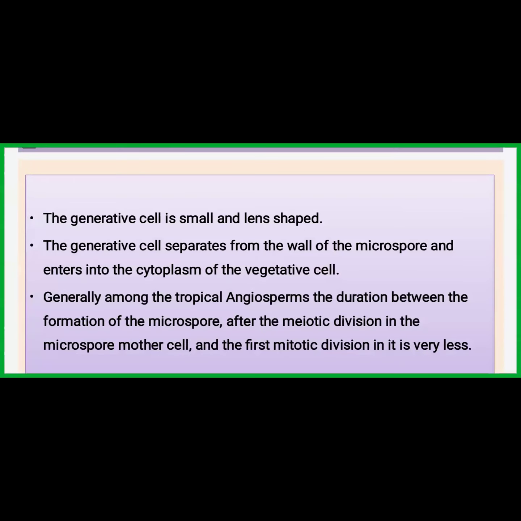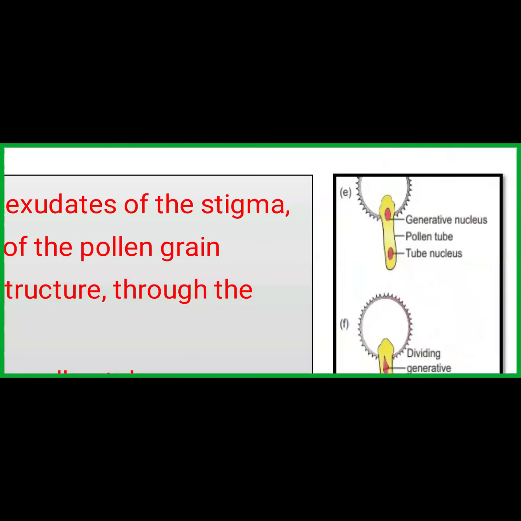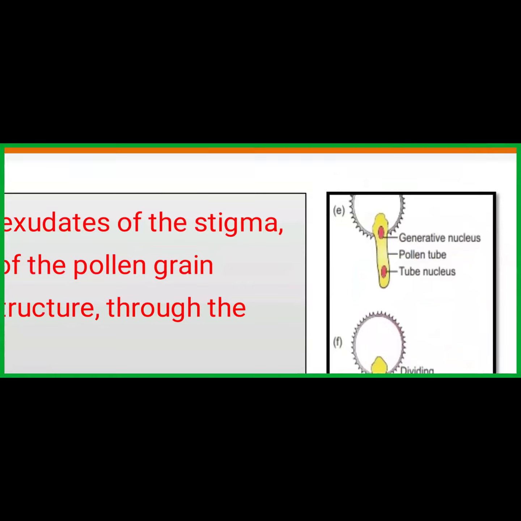So this is the pollen tube. The intine comes out and forms the pollen tube. The exine can be differentiated into two layers, called exine 1 and exine 2. Next, we are coming to the development of the male gametophyte.